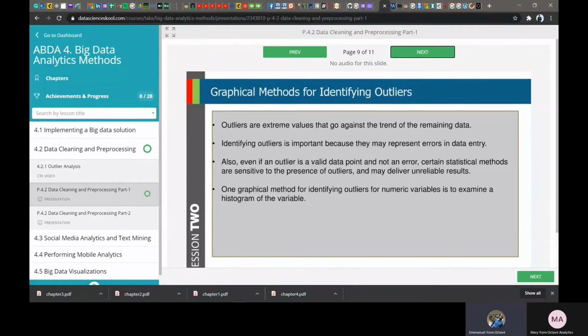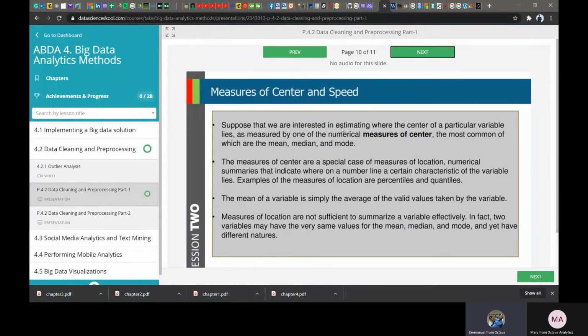So one graphical method to identify outliers for numeric variables is to examine a histogram of the variable. Also, you can use a box plot to identify that. Suppose that we are interested in estimating where the center of a particular variable lies as measured by one of the numerical measures of center, the most common of which are mean, median, and mode. These are the measures of central tendency. The measures of center are a special case of measures of location.